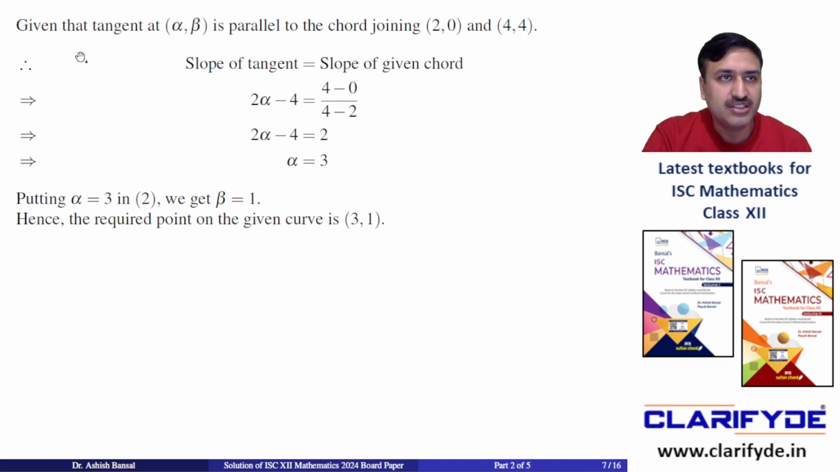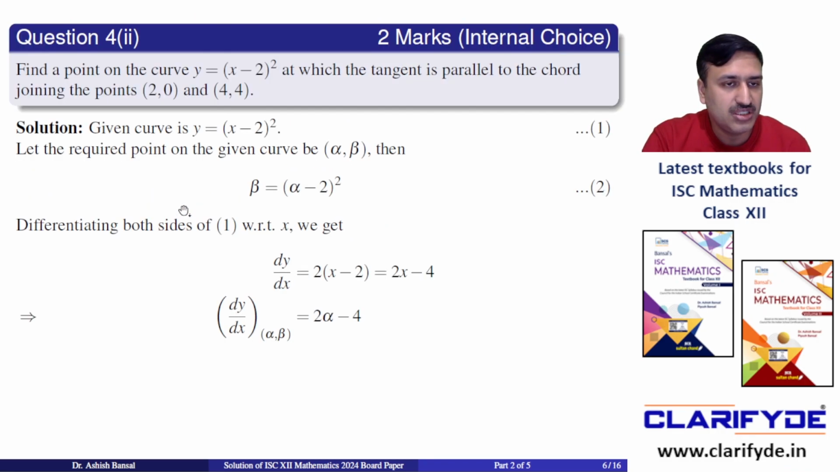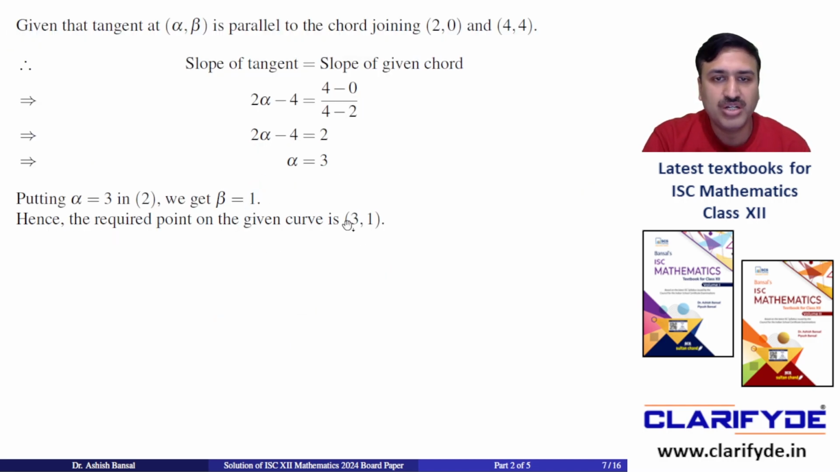Now we are given that the tangent at (alpha, beta) is parallel to the chord joining (2, 0) and (4, 4). This means the slope of the tangent should be equal to the slope of the chord. Slope of the tangent we have already computed, it is 2 alpha - 4. Slope of the chord, this chord is passing through these two points, and we have the formula for slope (y2 - y1)/(x2 - x1). So this results in, upon simplification, alpha = 3. Now putting this value of alpha in equation number 2, we can get the value of beta as 1. Hence the required point is (3, 1).